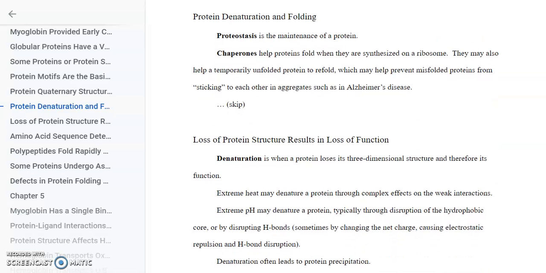Protein denaturation and folding. Proteostasis is the maintenance of a protein. Chaperones help proteins fold when they are synthesized on a ribosome. They may also help a temporarily unfolded protein to refold, which may help prevent misfolded proteins from sticking to each other in aggregates such as in Alzheimer's disease.